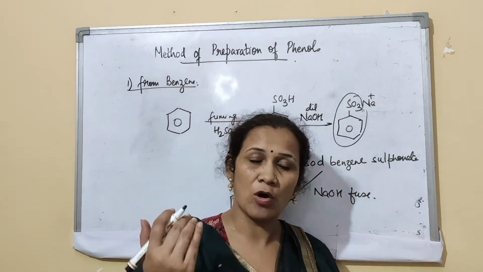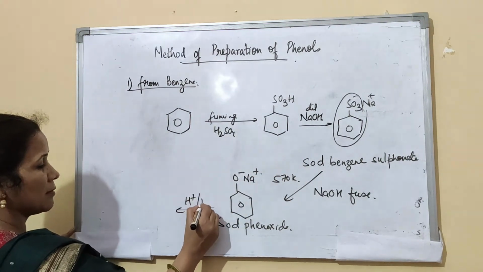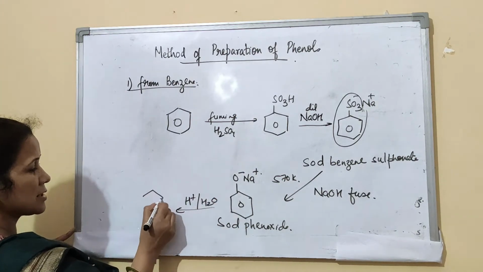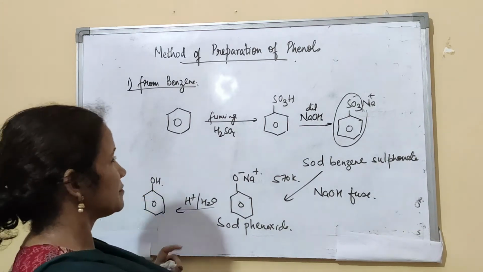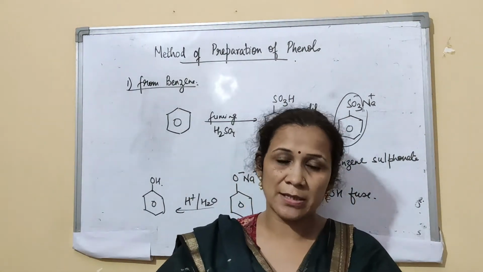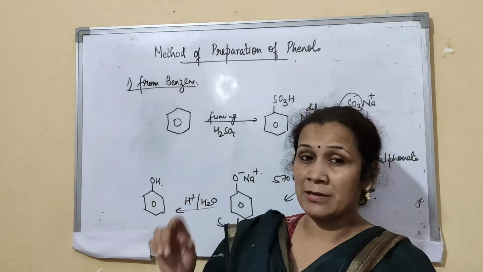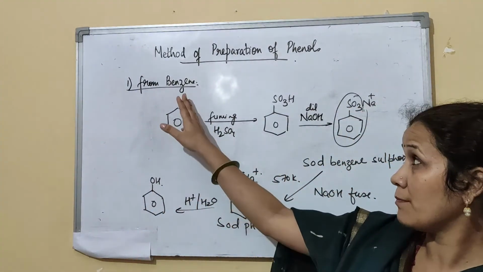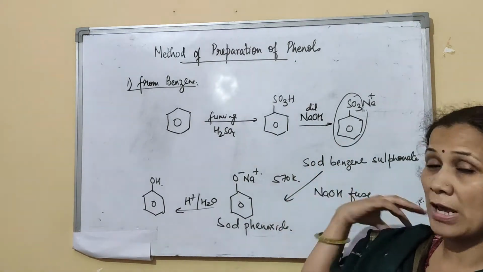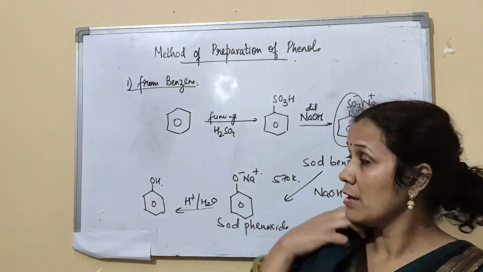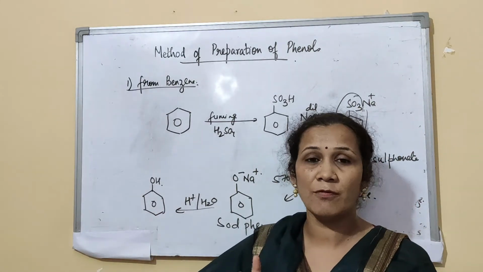If you want to get phenol, always we do hydrolysis. So we'll do the hydrolysis for this. Most of the time it is acidic hydrolysis and we get phenol. So the first method is quite a long process, but we can get it from benzene, right? So from benzene, convert it to benzene sulfonic acid, a salt, hydrolyze the salt, you get sodium phenoxide. Sodium phenoxide when hydrolyzed gives you phenol. The first method of preparation of phenols.